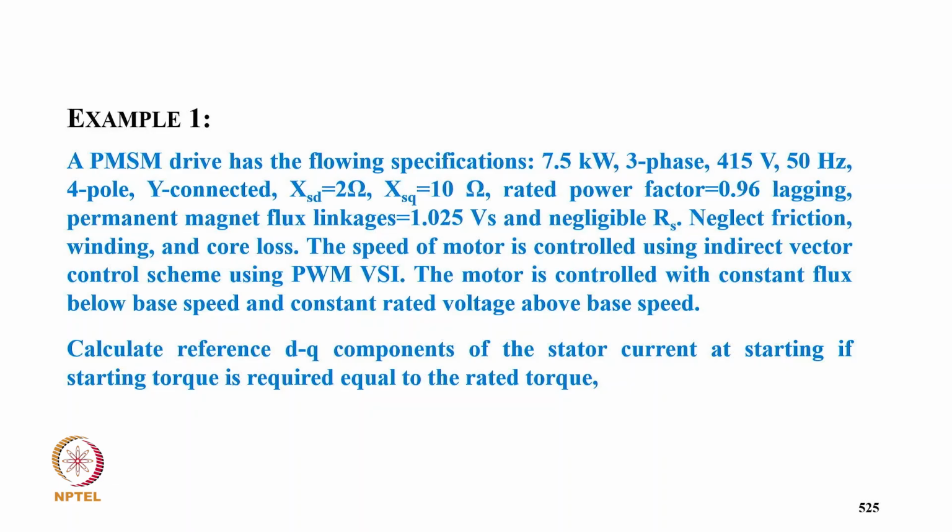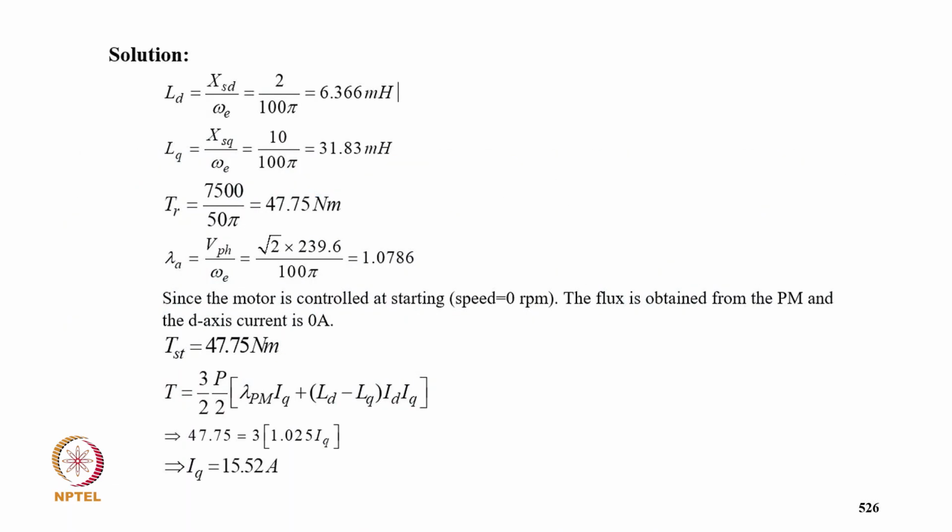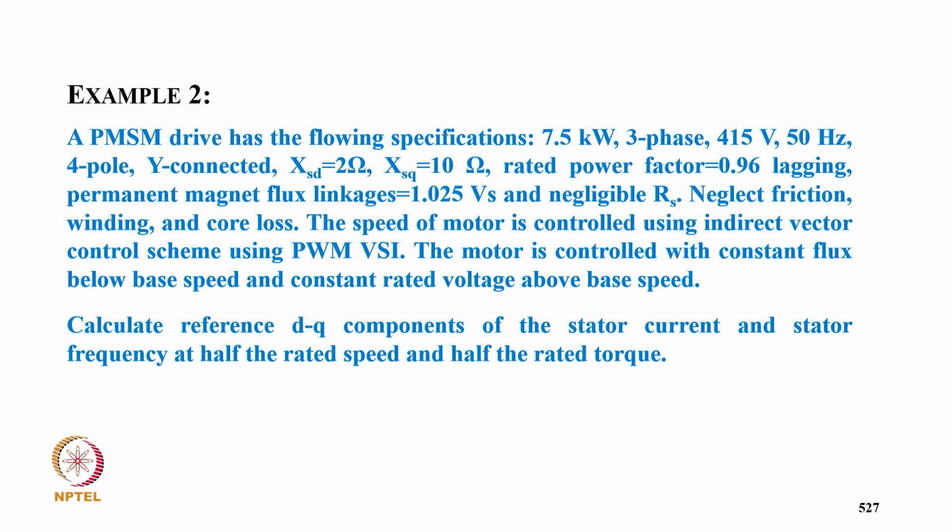Calculate the reference DQ current components of the hysteresis current at starting, if the starting torque required is equal to the rated torque. So Ld equals Xd upon omega e, so that is 6.33. Lq similarly is calculated as 31, and Tr is 47, lambda is 1.0, and similarly the motor is controlled at starting, zero speed, the flux is obtained, so Tst is 47 point, and that equals this. So from this we calculate Iq equal to 15.52.